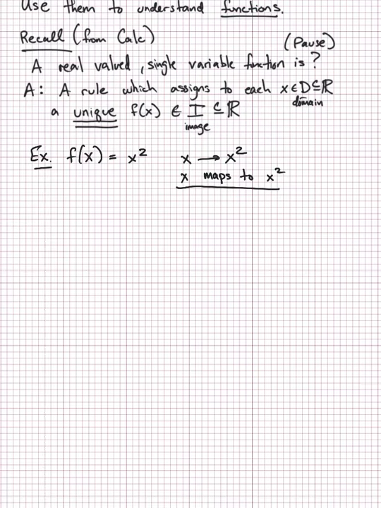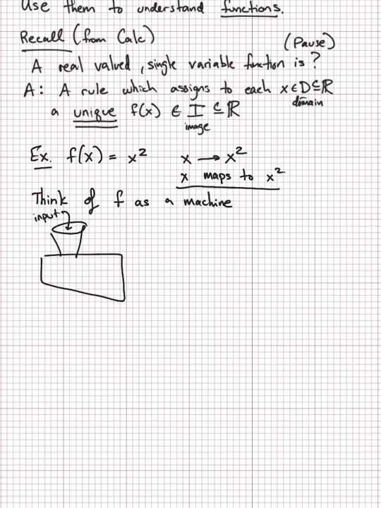All right, so we can think of f as a machine. This is kind of how we think of functions. The input gets sent into some sort of machine, and call it f. And so this is x, and then we output the function f of x.